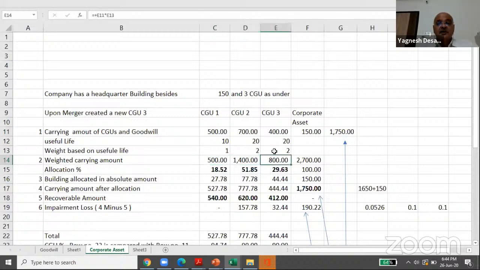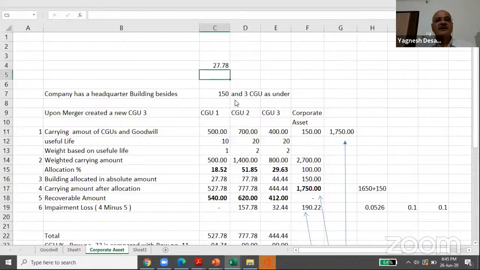Now total value of this is 2700. Now 500 of this is 18.52, 1400 of this is 51.85. That's fine, sir. 800 divided by 2700 is 29. So we decided that इसका contribution है 29%, इसका है 51.85, and इसका है 18.52. Fine. Now why am I doing so? Because I want to allocate this 150 in the same proportion. So let us see, sir. 150 times 18.52.